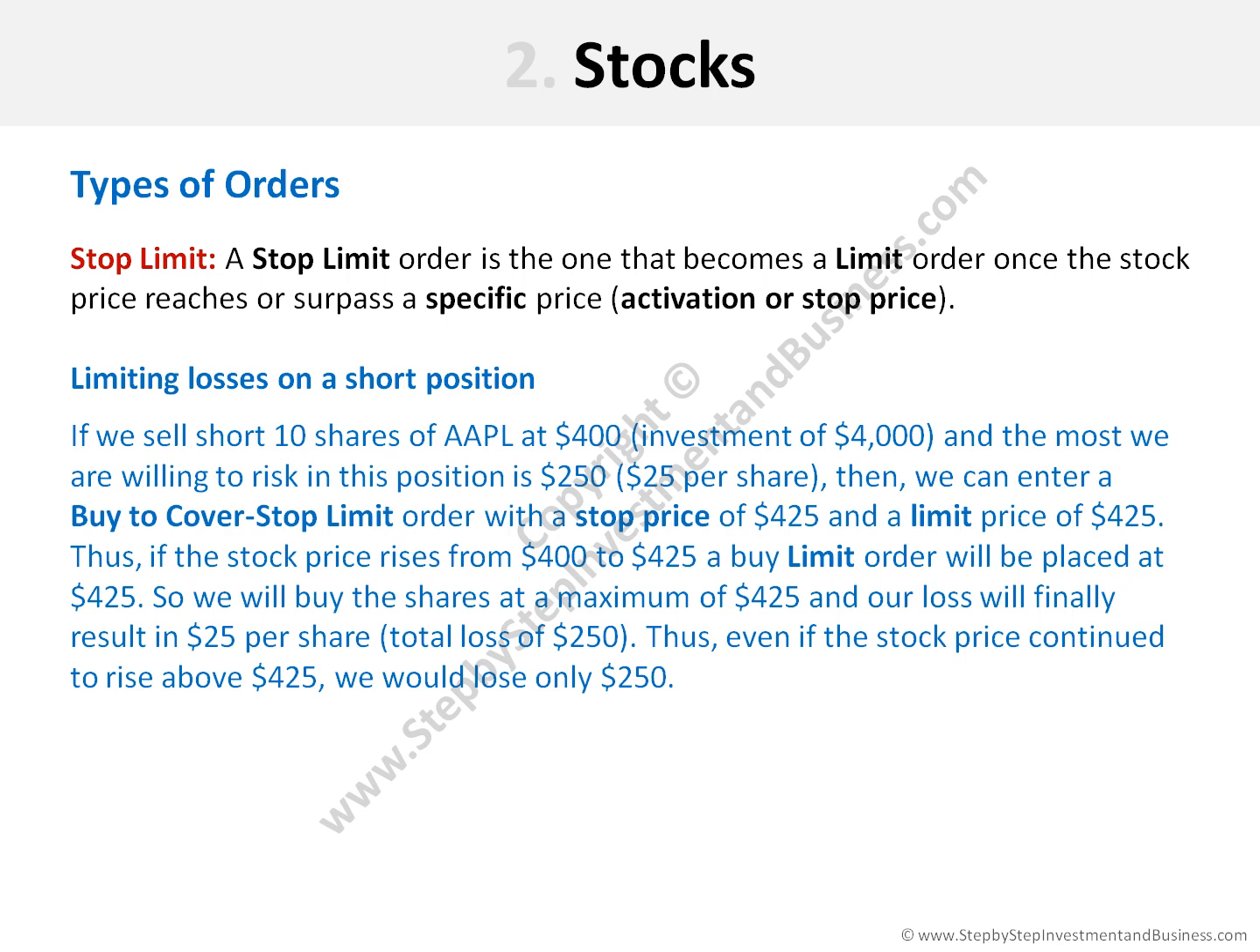Thus, if the stock price rises from $400 to $425, a buy limit order will be placed at $425. So we will buy the shares at a maximum of $425, and our loss will finally result in $25 per share, that is, a total loss of $250. Thus, even if the stock price continued to rise above $425, we would lose only $250.